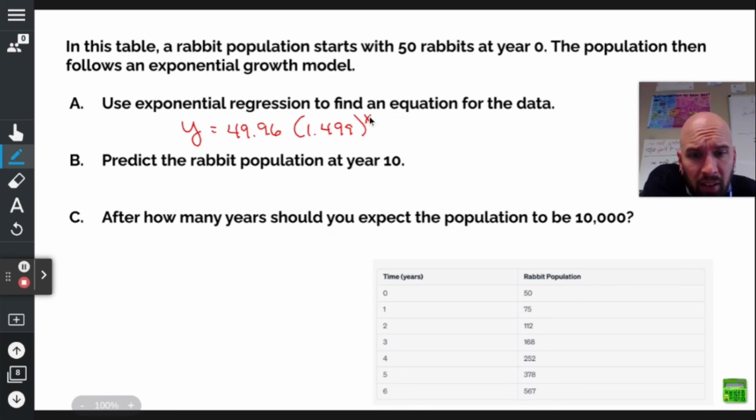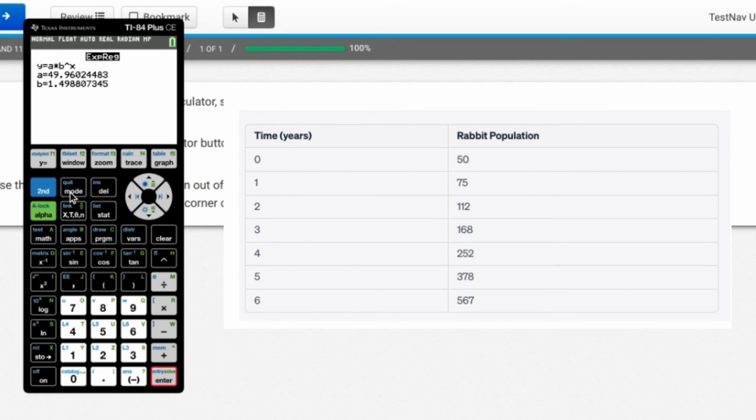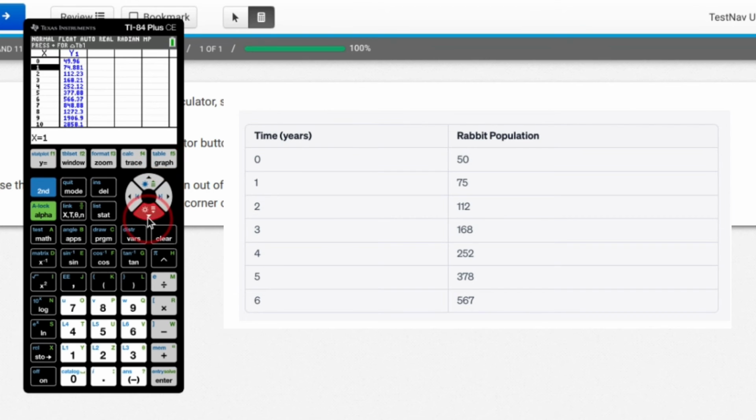Predict the rabbit population at year 10. So I'm going to plug in 10 to that guy and see what I get. So in order for me to predict the rabbit population at year 10, I already have my equation plugged in right there. So if I hit second table and go to 10, there's my guy. I could also have hit second trace and typed in 10, but I'm going with this because it's just a different view from what I did before.